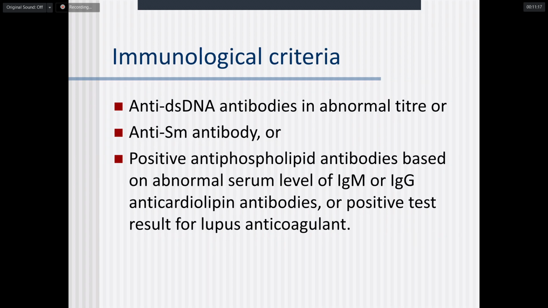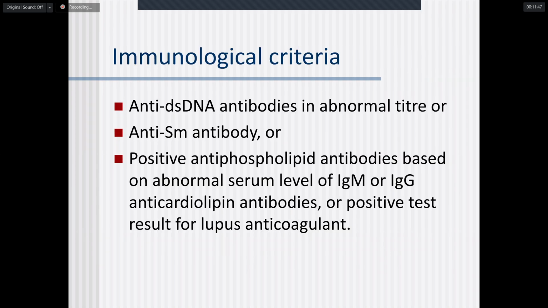This is specific for lupus. Anti-Smith antibodies also, this is specific for lupus. Or positive anti-phospholipid antibodies based on abnormal serum level of IgM or IgG anticardiolipin antibodies, or positive test results for lupus anticoagulants. So these are the immunological criteria: anti-double-strand DNA, anti-Smith, or anti-phospholipid antibodies.